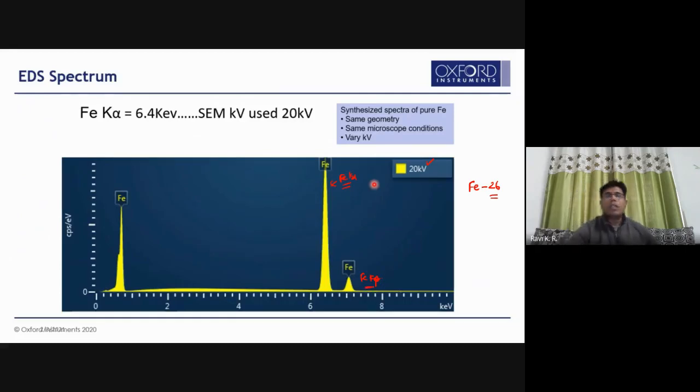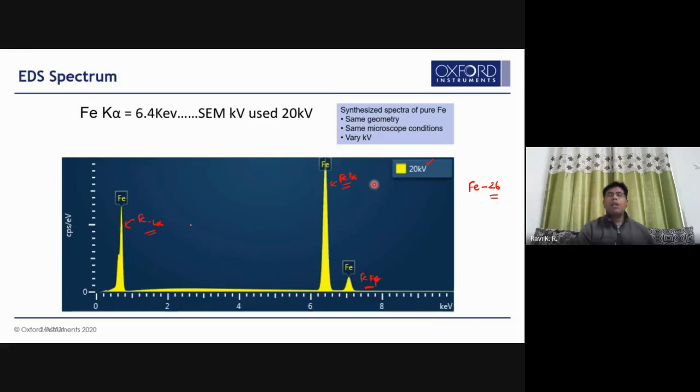That is what we have seen in X-ray diffraction, because the probability of an electron jumping from the L shell to the K shell is higher than an electron moving from the M shell to the K shell. So this is the K alpha, and this is the iron L alpha.